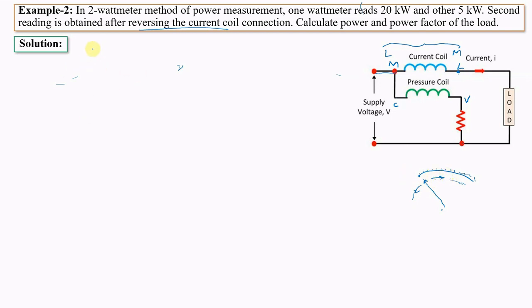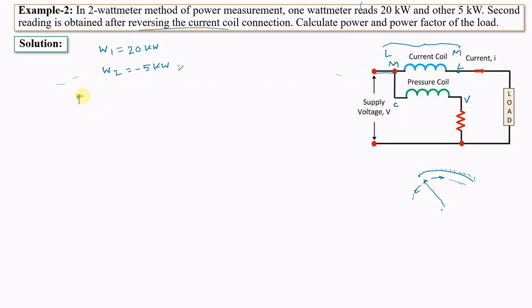So in simple words, in this question, the reading of the first wattmeter is 20 kilowatt and the reading of the second wattmeter is minus 5 kilowatt, because the reading of the second wattmeter is obtained after reversing the current coil connection. That means the value of the second wattmeter reading should be negative.